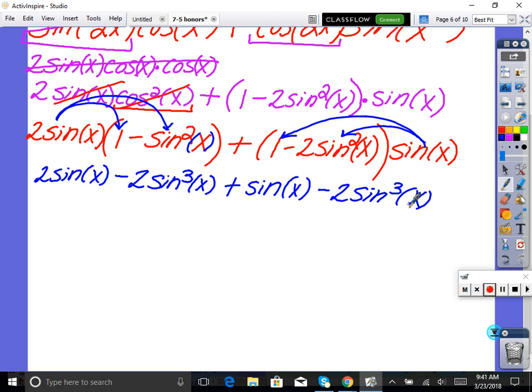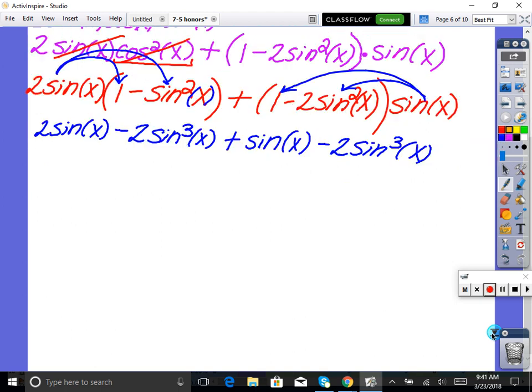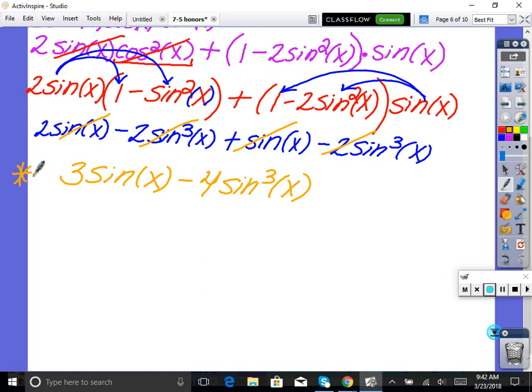Okay, let's start combining things that can be combined. 2 sines of x plus 1 sine of x is how many sines of x? 3 sines of x. Negative 2 sine cubed of x minus 2 sine cubed of x is negative 4 sine cubed of x. So now I'm looking at this and I'm wondering, can we simplify this more? Or if we keep going, is it going to make it worse?